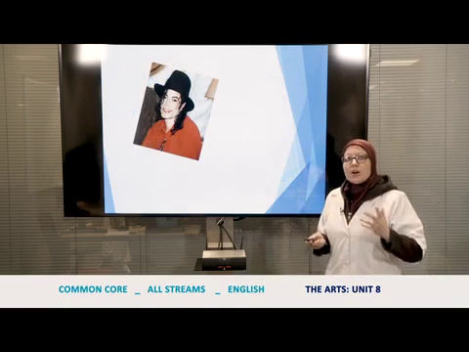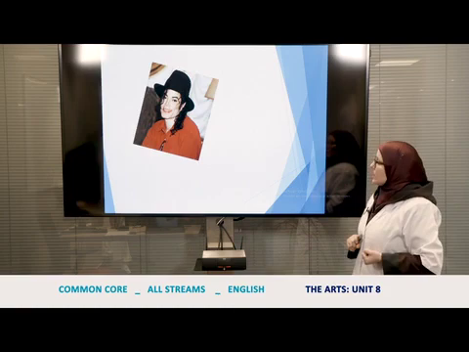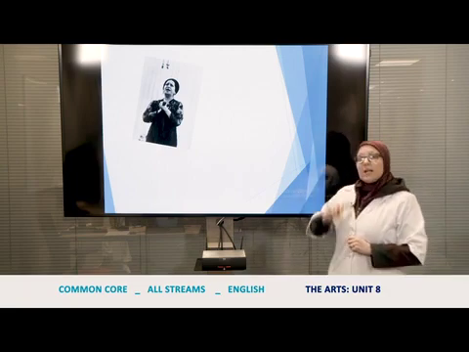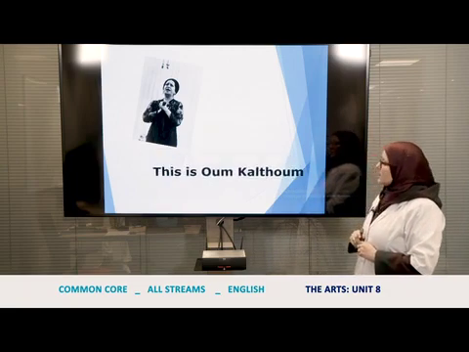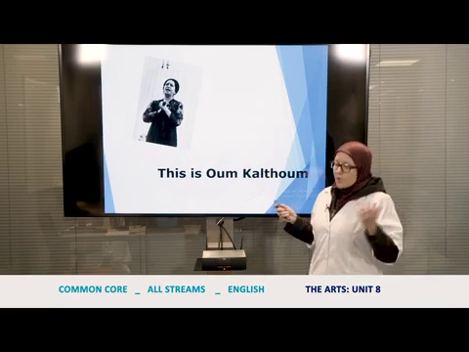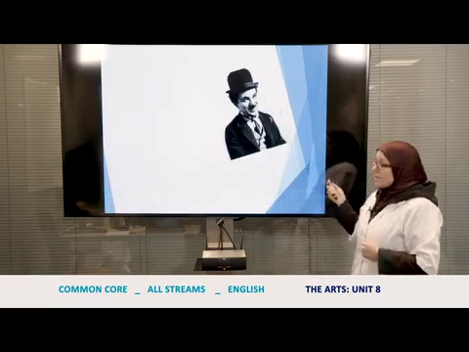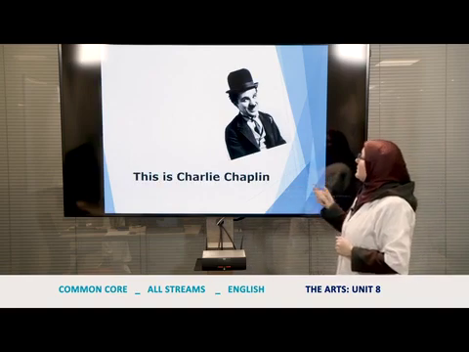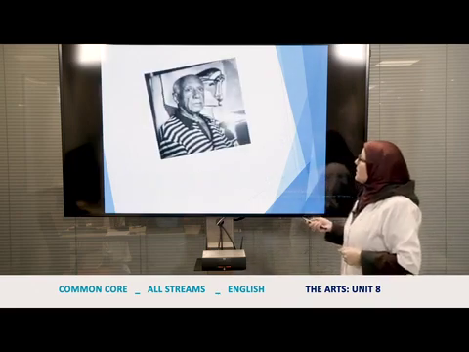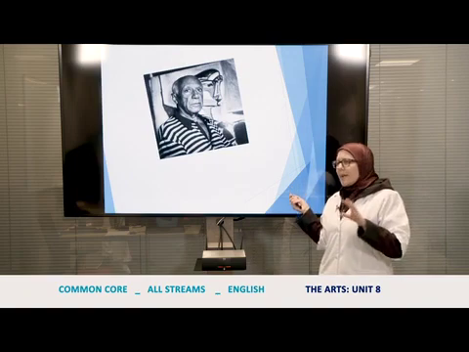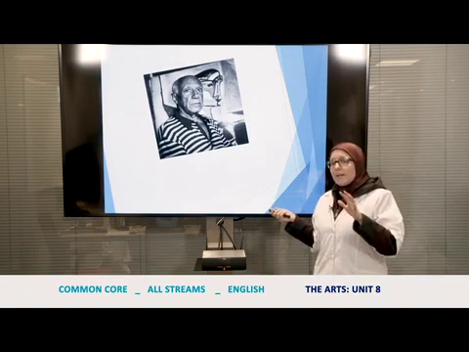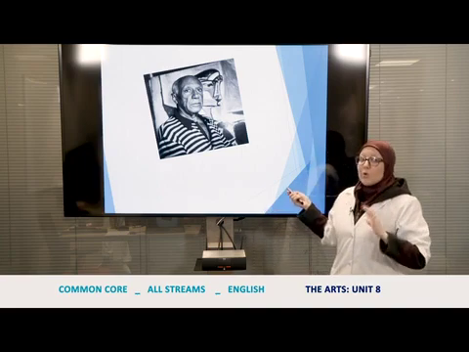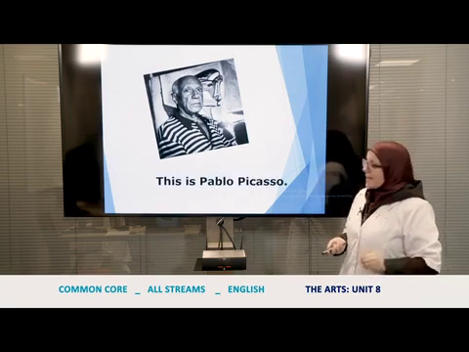Of course, you know the king of pop music in the whole world. So this is Michael Jackson. The second picture, this is Kulthum. Of course, she is an Egyptian. She was, all right. This is Charlie Chaplin, the famous comedian again. You see, I bring you only famous people. And have you ever seen this picture before? I'm sure that you know the name of this person, but you don't know the person as such. So just to inform you that this is Pablo Picasso.